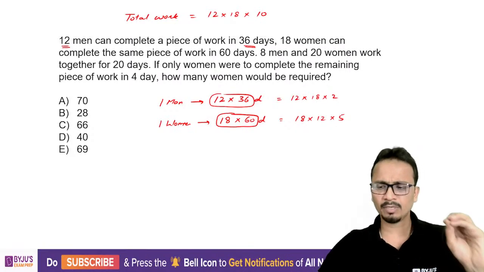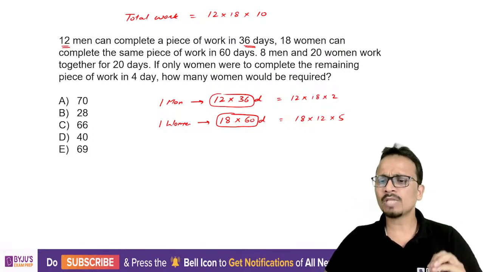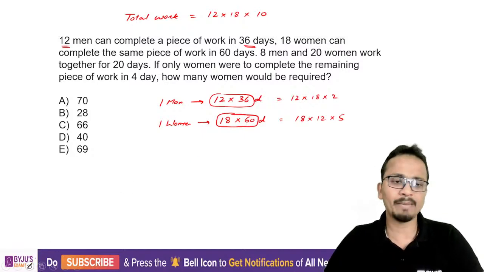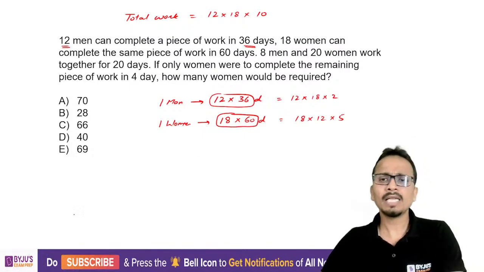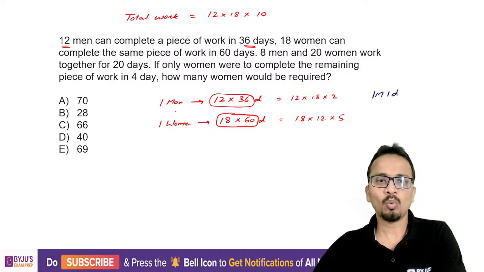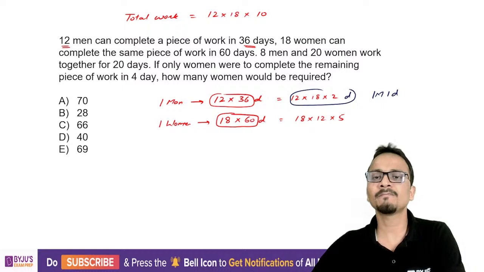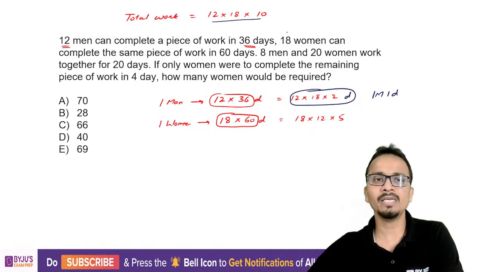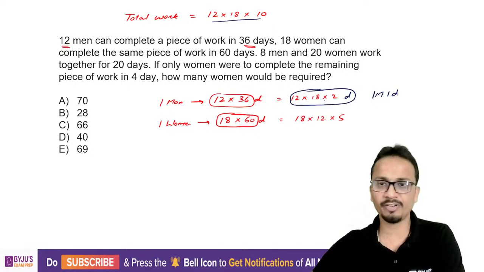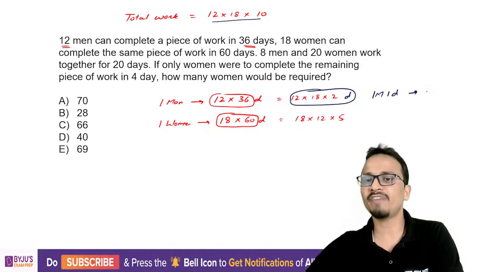All right. I'm taking it very slowly so that you will understand the way in which we should treat the questions of time and work. Now after that, we'll find out one man's 1 day work. So one man can finish the entire work in these many days. Total work is this much. So one man's 1 day work will be total work divided by the number of days in which the man can finish. So it will come out to be 5.